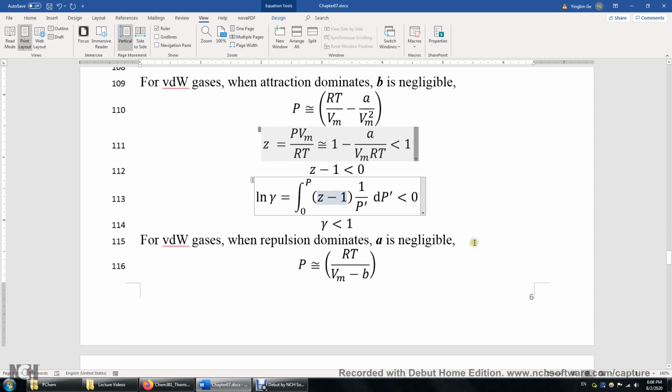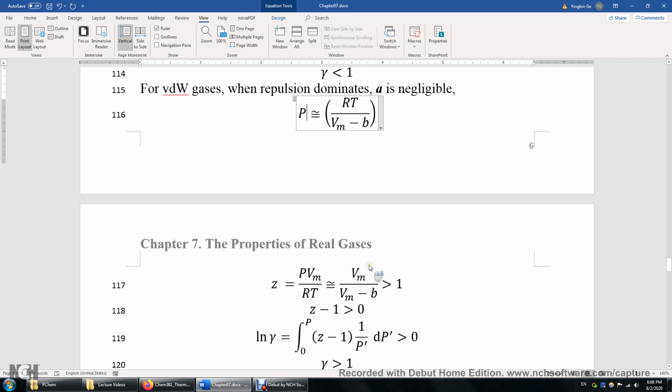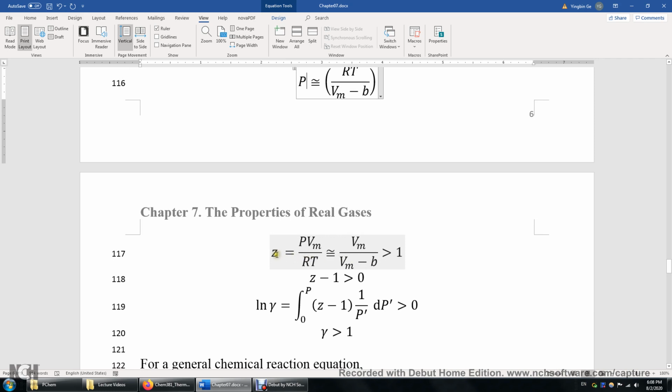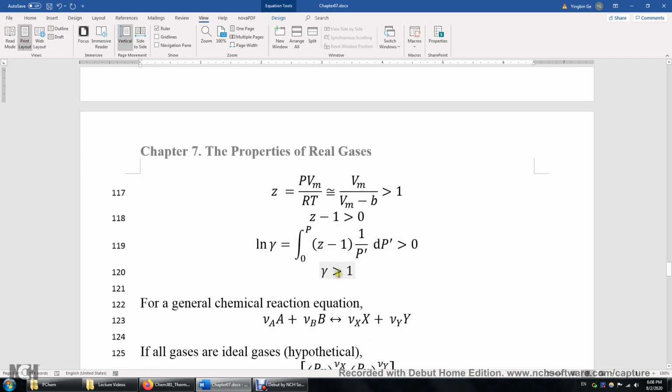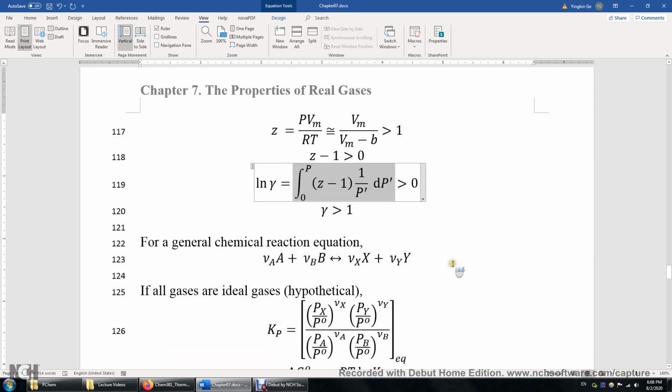Now let's look at the other case. When the repulsion is predominant, a is negligible. And this van der Waals equation is approximately RT over Vm minus b. And then clearly we can prove this Z is Vm over Vm minus b. This is greater than 1. So Z is greater than 1, and also gamma is greater than 1 because this integral is positive.